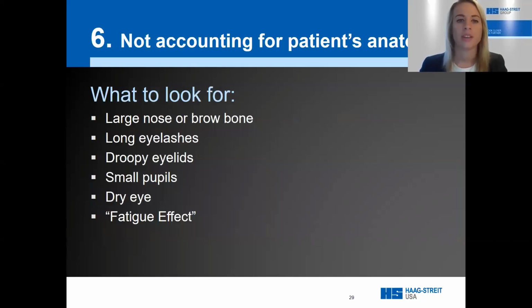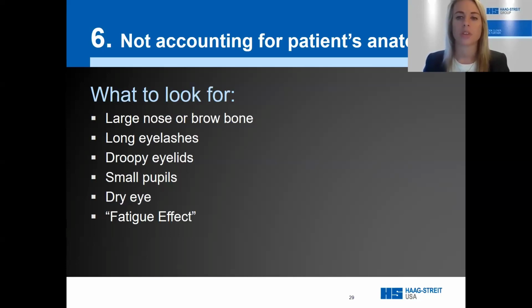Number 6 on the list of common mistakes is not taking into consideration your patient's physical anatomy or behavior. Our patient's facial structure is a very important factor when setting up the visual field. If our patient has a large nose or long eyelashes, this can alter their field of view and give false visual field results. If this is the case, it is best to turn or tilt the patient's head just slightly.